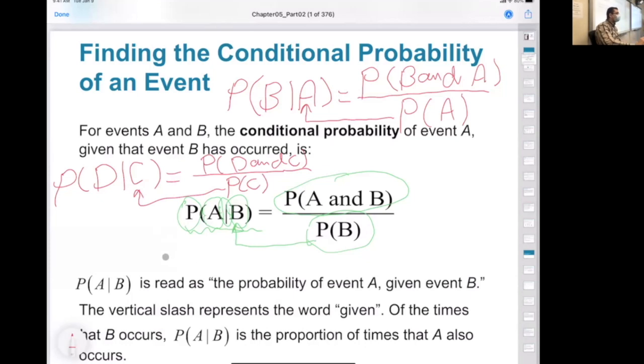But the more important thing is to understand what that means. That means C occurred before A. And based on that, we try to find the probability of A, okay?